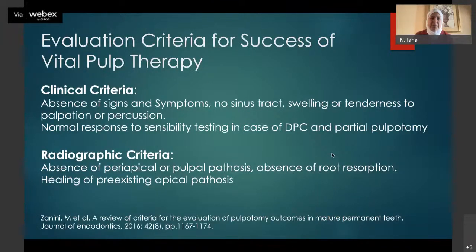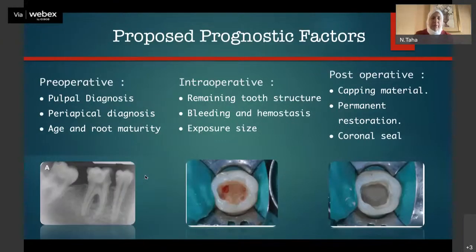What are the evaluation criteria for success? I just passed through them. The clinical criteria are absence of symptoms and response to cold sensibility testing. Radiographically, there should be no root resorption and no development of periapical lesions. Proposed prognostic factors for the procedure: previously, it was thought the pulpal diagnosis, if it's reversible or irreversible, will make a difference. Age and root maturity. Periapical diagnosis. But we will see later that these are actually not prognostic factors. You can perform vital pulp therapy in any category of these.